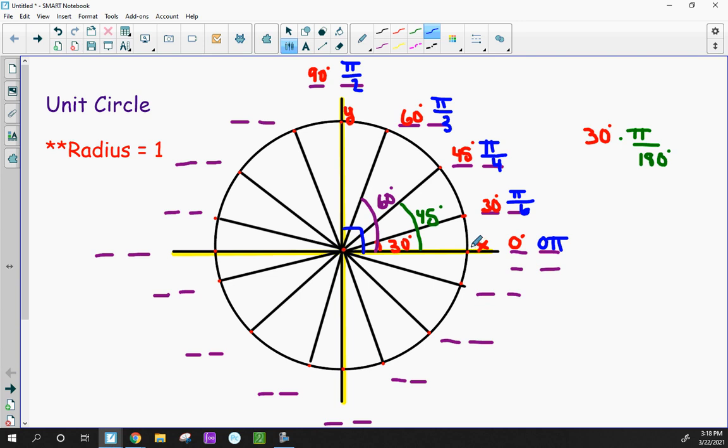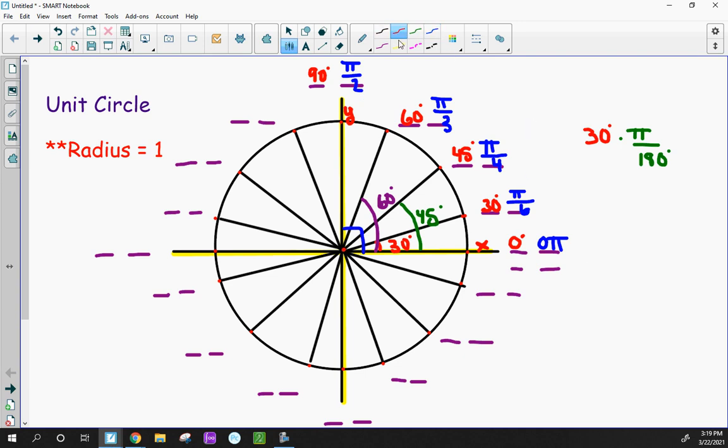From 0 degrees, the first tick mark is 30. So you'll add 30 degrees, and then notice the difference between this one and this one is only 15. And then from 45 to 60 is also 15, and then from 60 to 90 is 30. So you will add 30, add 15, add 15, add 30. From 0 degrees, to get your degree measurements around the first quadrant, you will add 30, add 15, add 15, add 30.